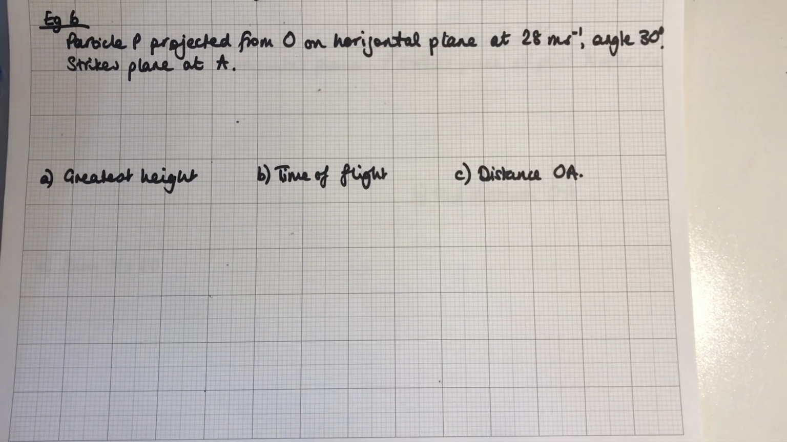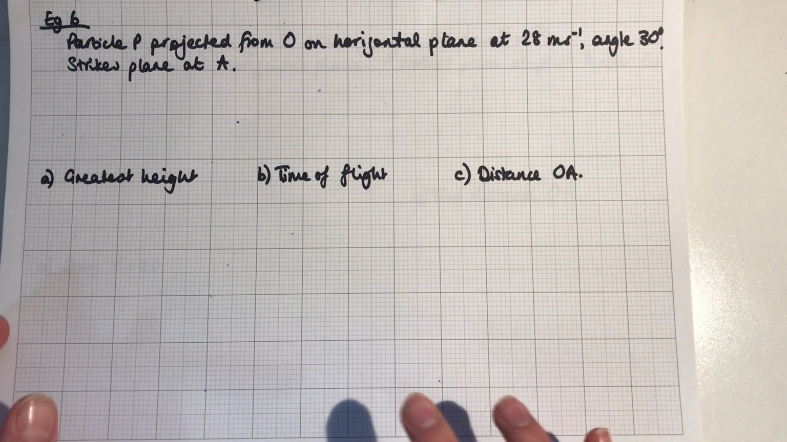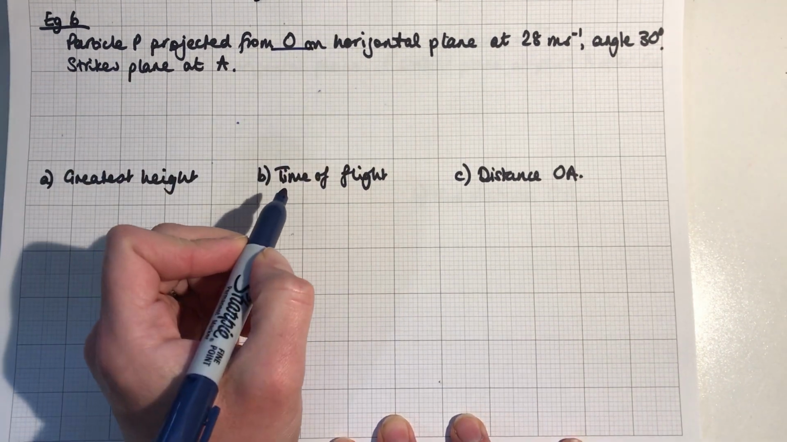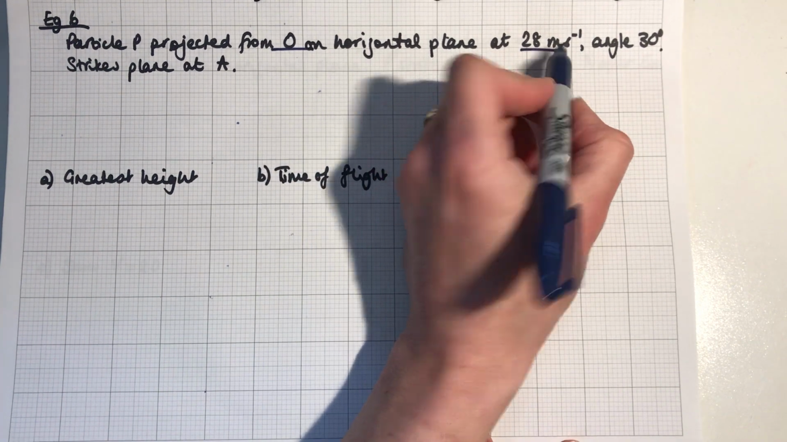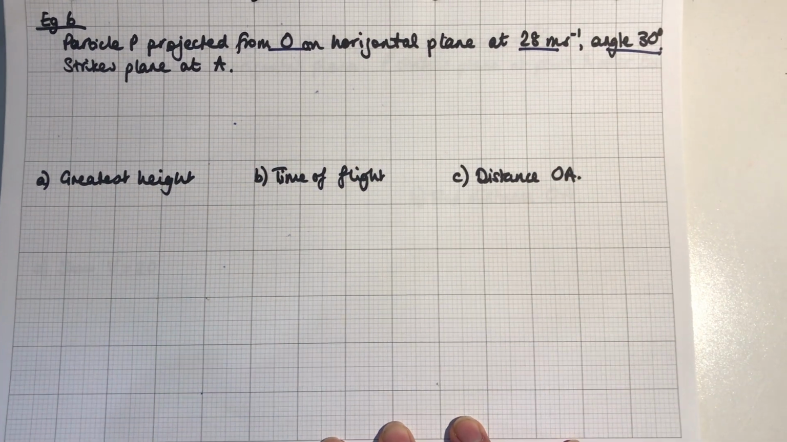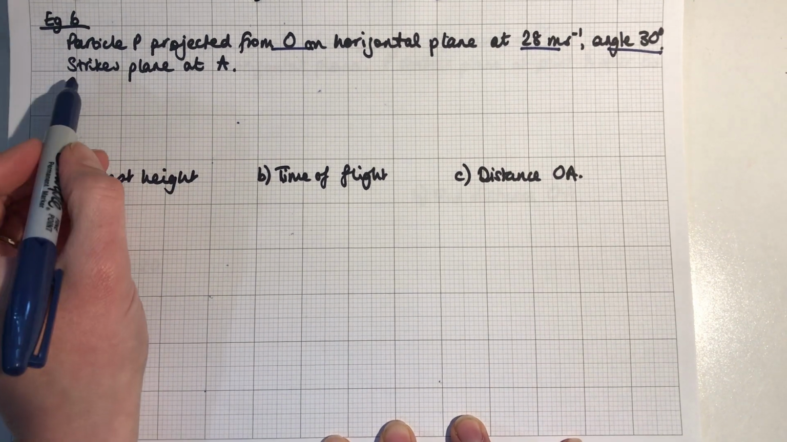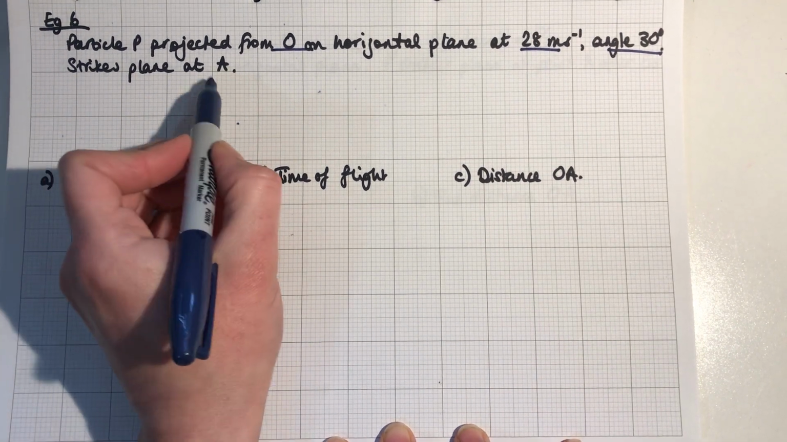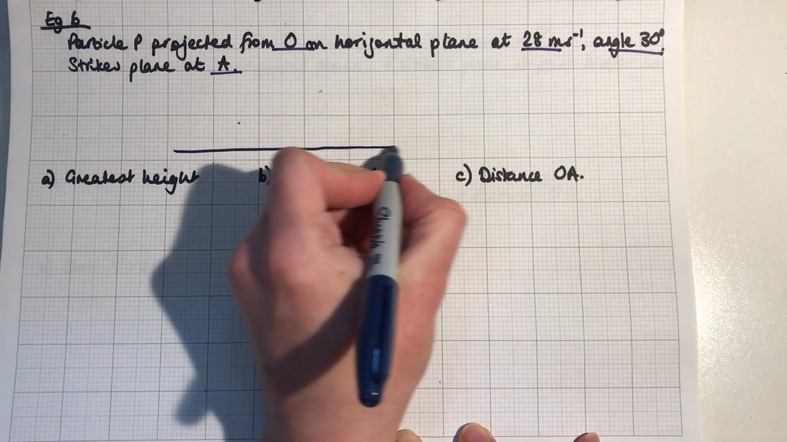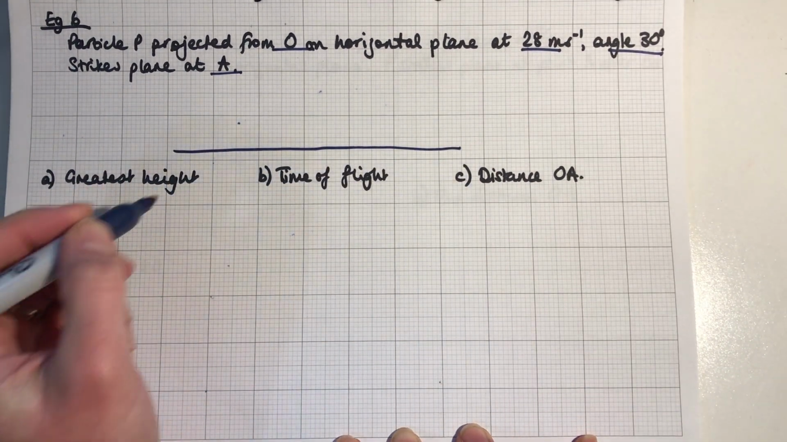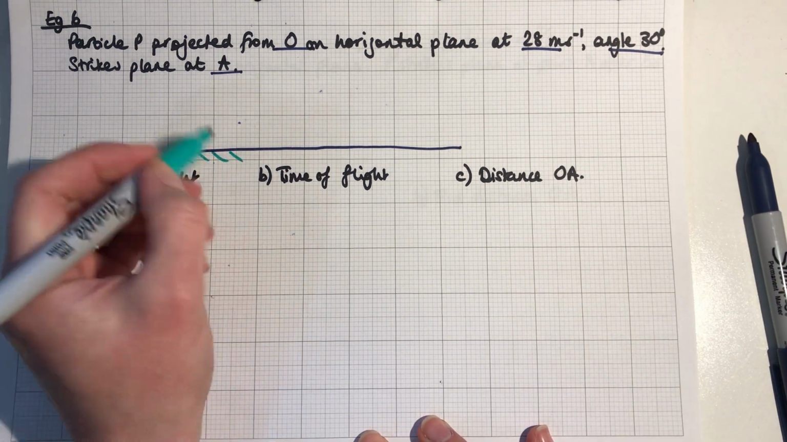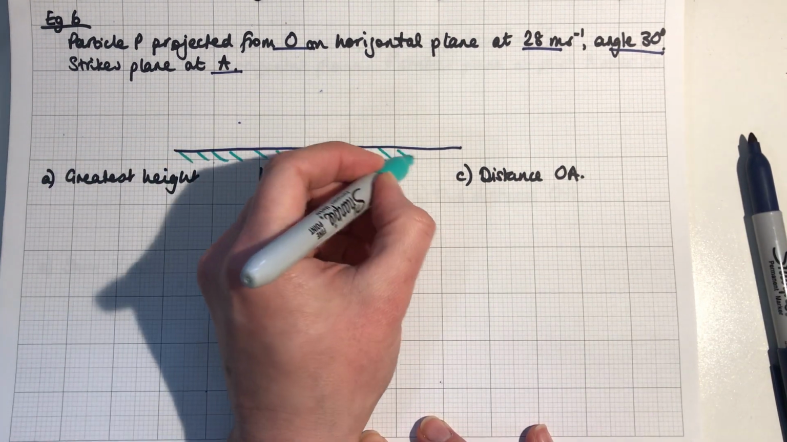This is example 6. We're told that we have a particle P, which is projected from a point O on a horizontal plane at 28 metres per second and an angle of elevation of 30 degrees. And we know that this particle strikes the plane at another point called A. So first of all, we draw a sketch. Nobody attempts these questions without a sketch, not even your teachers. So don't you try, because if you do, you'll get yourself in a mess.